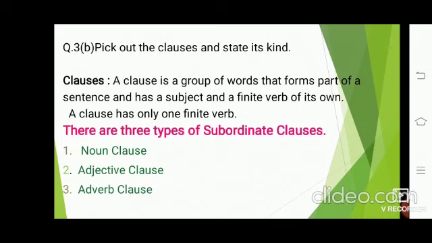A clause is a group of words that forms a part of a sentence and has a subject and a finite verb of its own. A clause has only one finite verb, and sometimes the clause makes complete sense as a sentence, so it is called an independent clause. Sometimes the clause makes some meaning but wants other words, it could be another clause, to complete its meaning, so it is called a dependent clause.